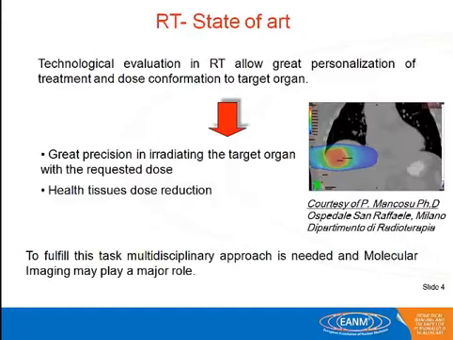So let's talk about radiation therapy. Technological evolution in radiation therapy allows really great personalization of treatment and conformation to the target organ. The people in radiotherapy are really trying to tailor the therapy for every patient. So we need great precision in irradiating the target organ with the requested dose, and we also want healthy tissue dose reduction. So a multidisciplinary approach is needed, and molecular imaging may play a major role in this business.